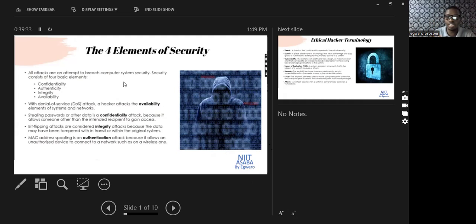So these 4 elements are very important. We understand them practicing this field. Stealing passwords or other data is what? Confidentiality attack. You are attacking someone's what? Confidentiality. Somebody trusts that this password is for them to protect, and you are now stealing it.